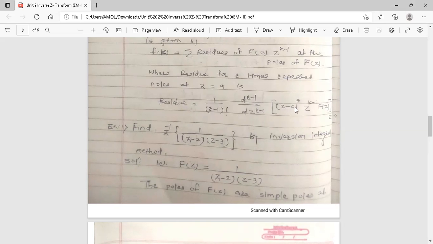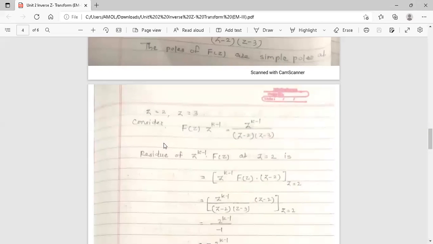In bracket, z minus a. a is the pole. Now here, the pole is 2. So z minus 2 to the power 1 because r is 1. So the residue of f of z into z raised to k minus 1 at z is equal to 2 is, in bracket, z minus 2 into f of z into z raised to k minus 1. Now, f of z into z raised to k minus 1 is z raised to k minus 1 upon z minus 2 into z minus 3, at z is equal to 2.